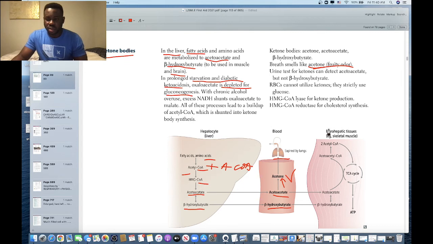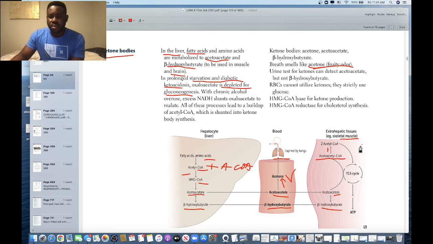These two can go into the skeletal muscles to be used for energy. When they get into the skeletal muscle, beta hydroxybutyrate is converted into acetoacetate, and then this acetoacetate can go into the TCA cycle, and part of it also becomes acetyl-CoA, as I said over here. And this will be used to make what? Acetyl-CoA, and then the muscles can use that to make energy.